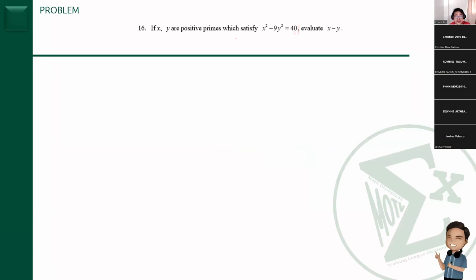So what we're going to do is factor out this one. This is a difference of two squares, right? So it's going to be x plus 3y and then x minus 3y. Okay, and we're going to factor 40. So we're going to have x plus 3y, x minus 3y. What are the factors of 40?